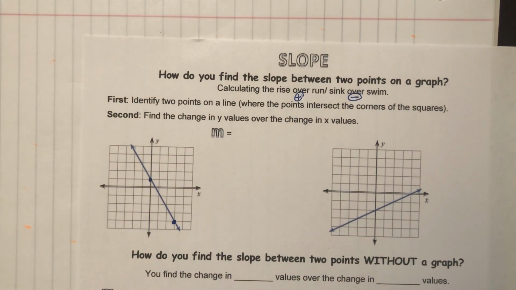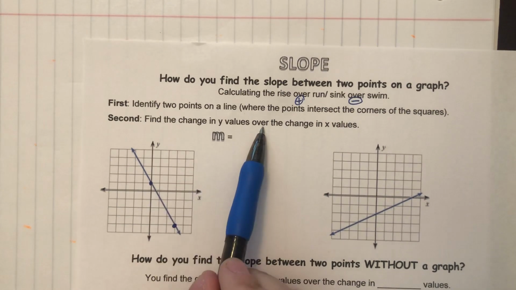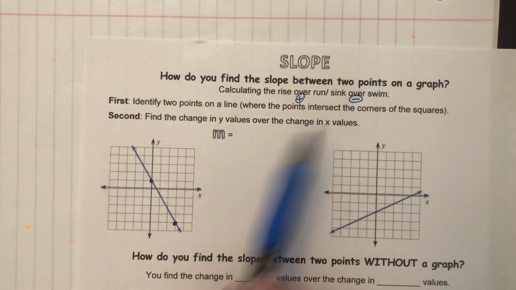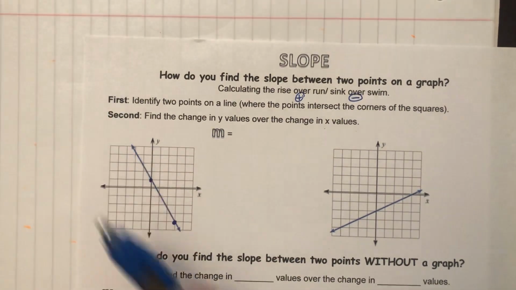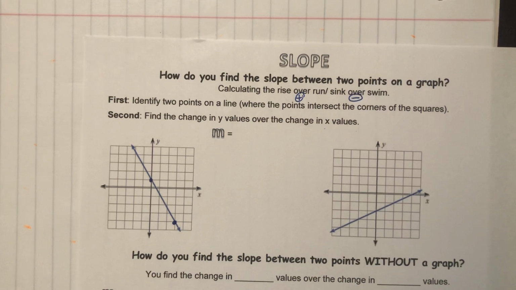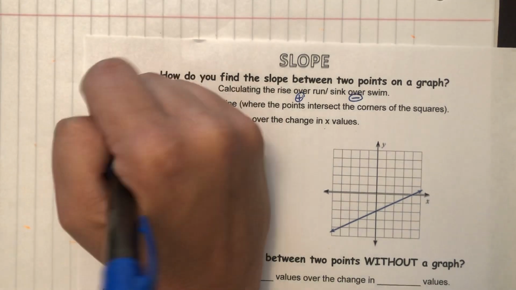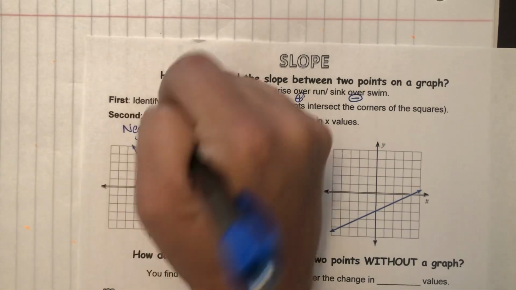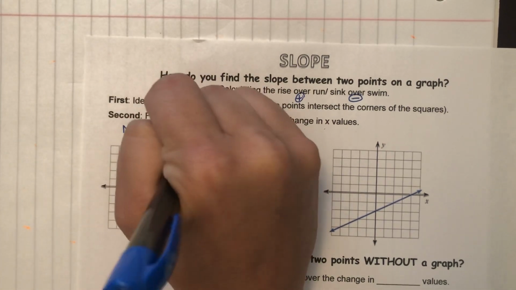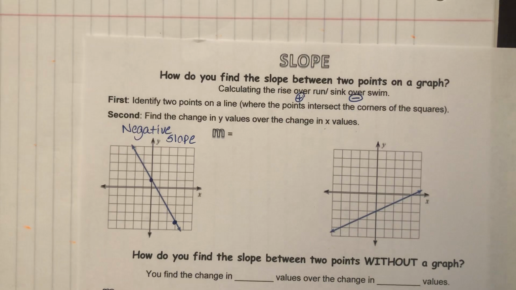Now I can calculate the slope of this line because I have 2 points. Remember, you can calculate the slope with any 2 points. Find the change in y values over the change in x values. If we look at this graph, we can see the line is going down. So that means that this is a negative slope. So I'm going to write negative slope. So that means I need to look for the sink and swim.